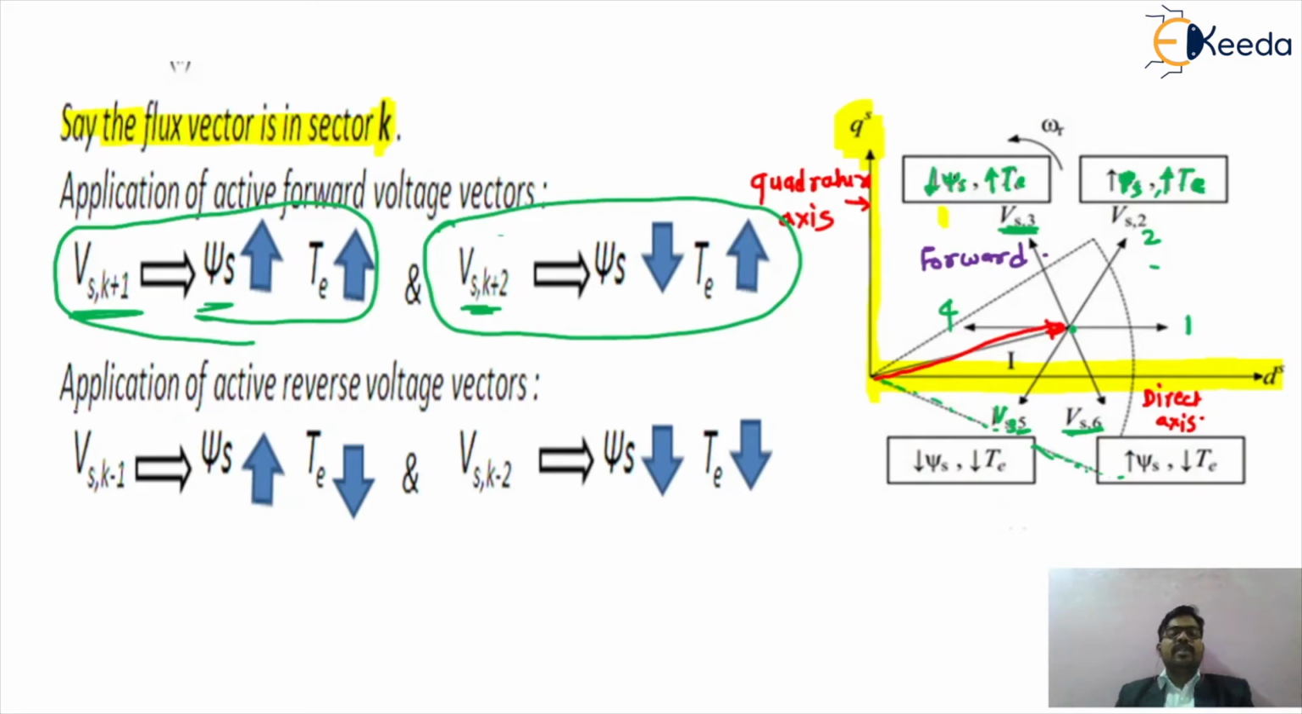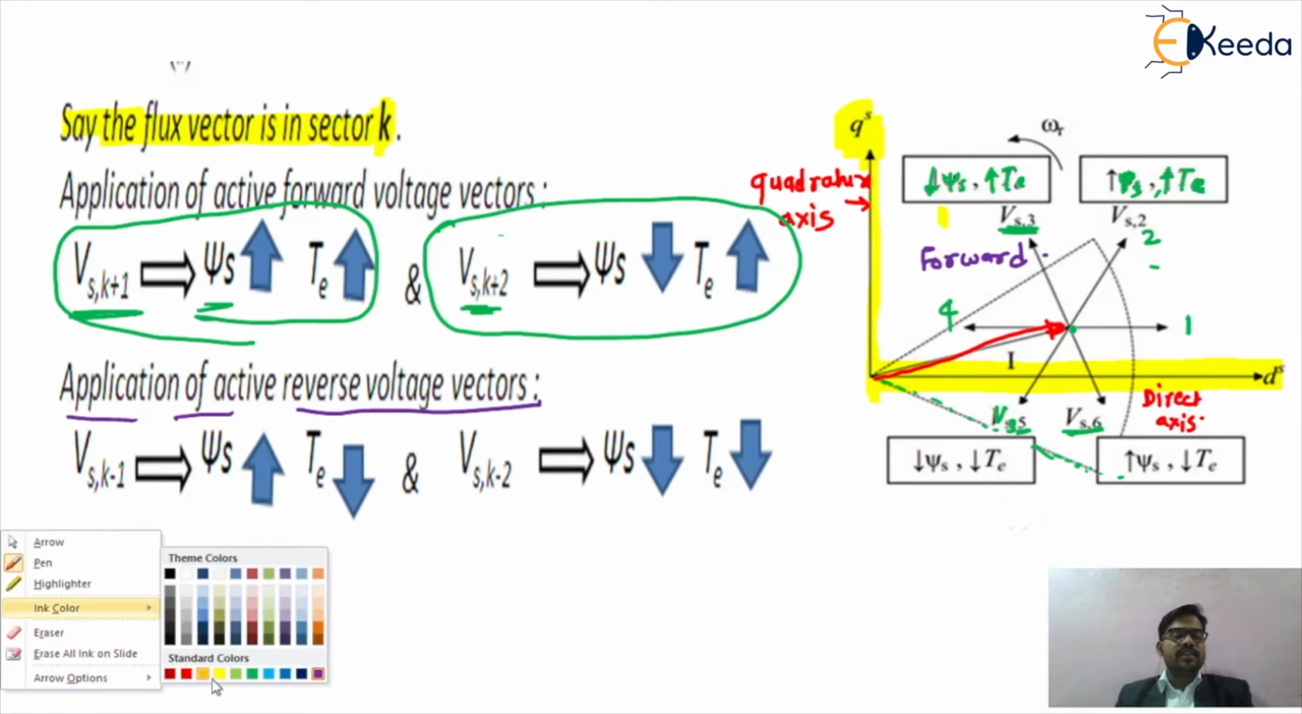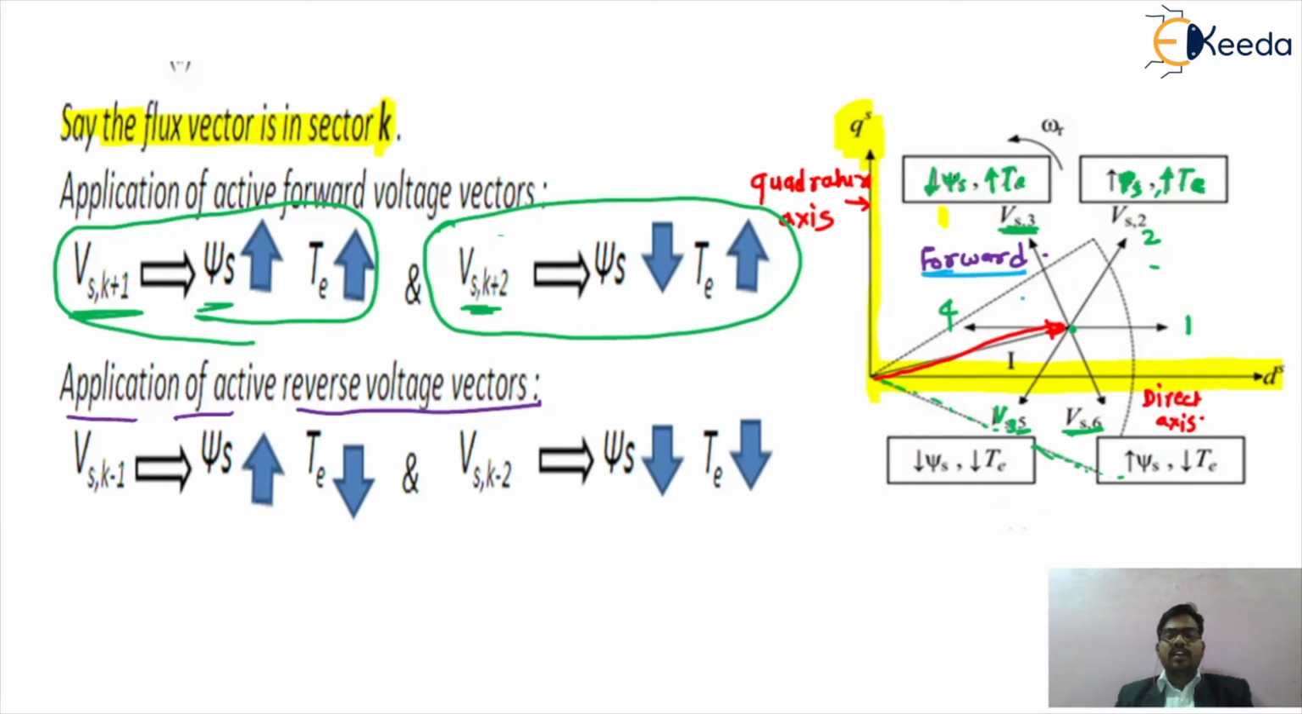Now we basically apply the reverse voltage vector. I can write with the help of a different color so we can again understand the concept. So friends, this is the forward. Now we can understand this with the help of the reverse. In the reverse direction, what will happen? The value of Vs, that is the stator voltage quantity, is Vs k minus 1. At that particular point, the value of psi s will be reduced, and the value of torque will be reduced. This will be represented by this quantity.